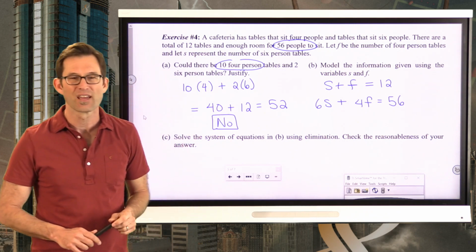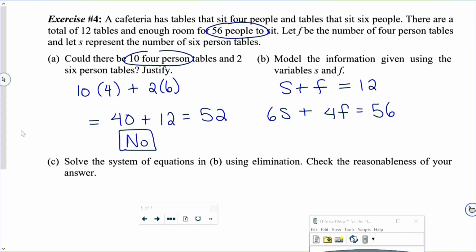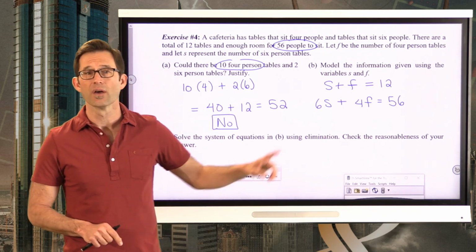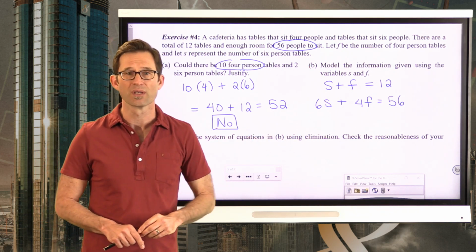All right, let's take a look at letter C. Solve the system of equations in B using elimination. Check the reasonableness of your answer. We'll talk about what that means in a bit. But what I'd like you to do now is pause the video and solve this system using elimination.